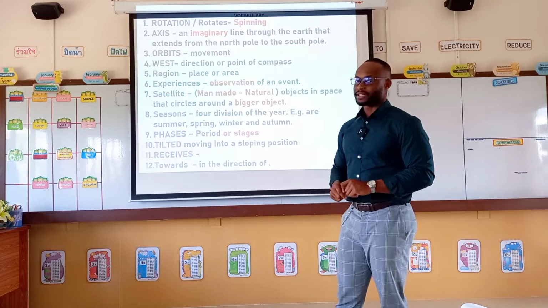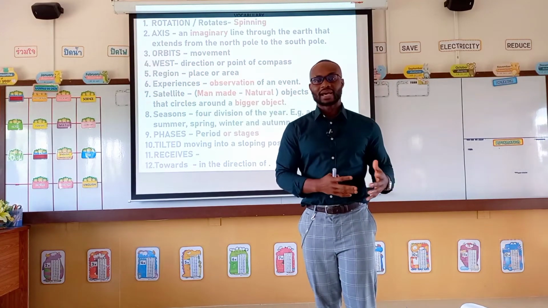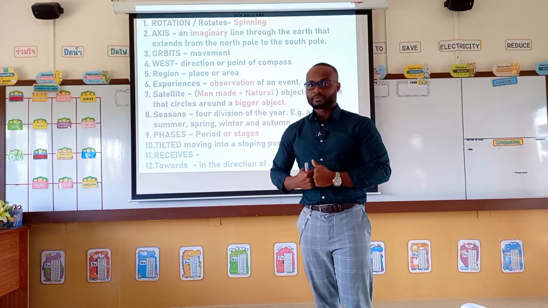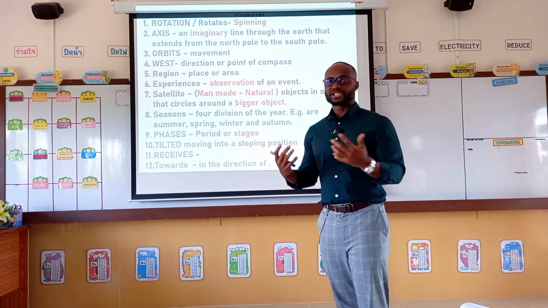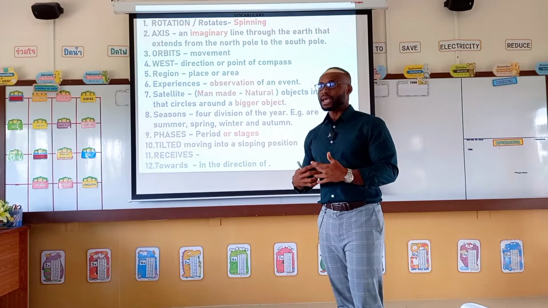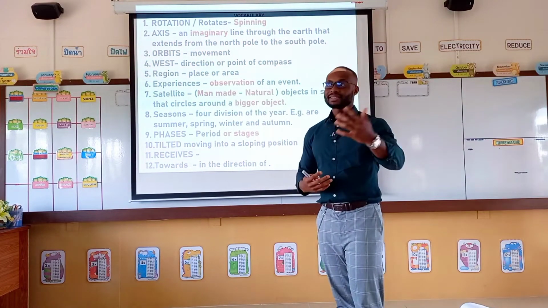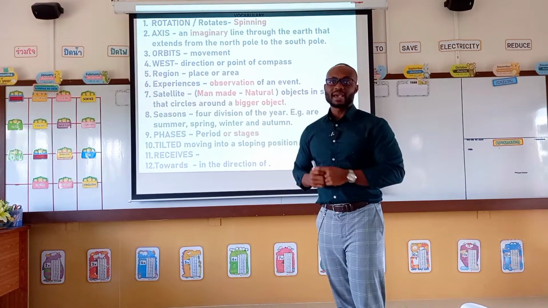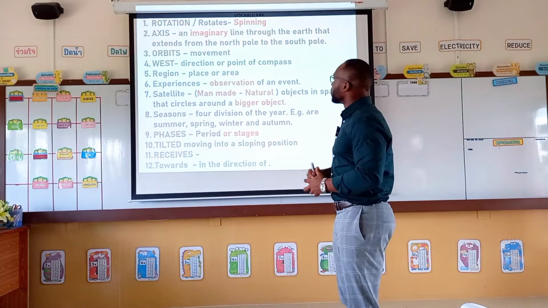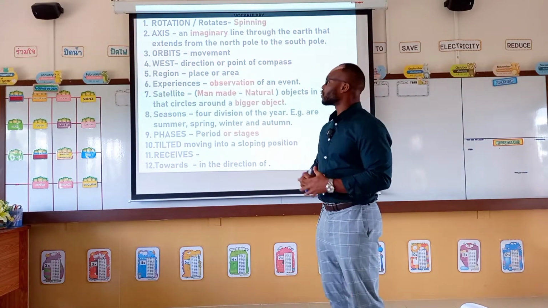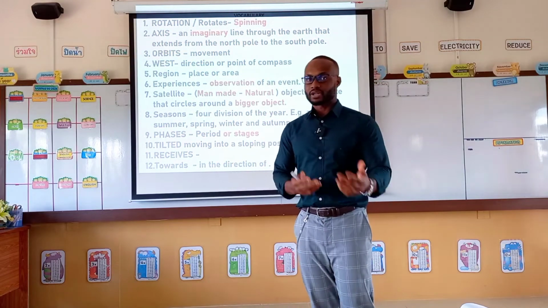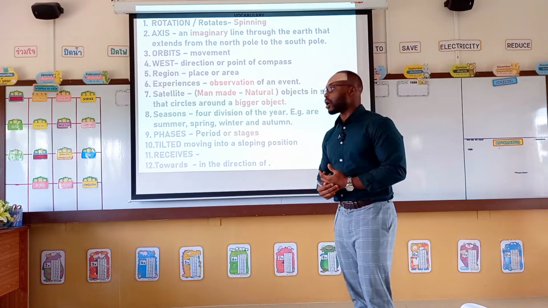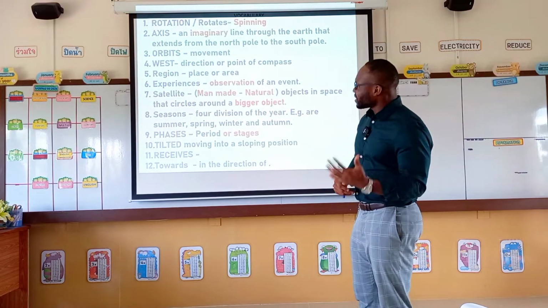Number seven, satellite. So we have the man-made satellite and we have the natural satellite, all right? So the man-made satellite, of course, is the space shuttle, okay? Or space satellite, okay? That sends and transmits information from space to the Earth, all right? We also have the natural satellite. For example, the moon, all right? The planets in the solar system. These are examples of what? Satellites. Now, what is satellites?